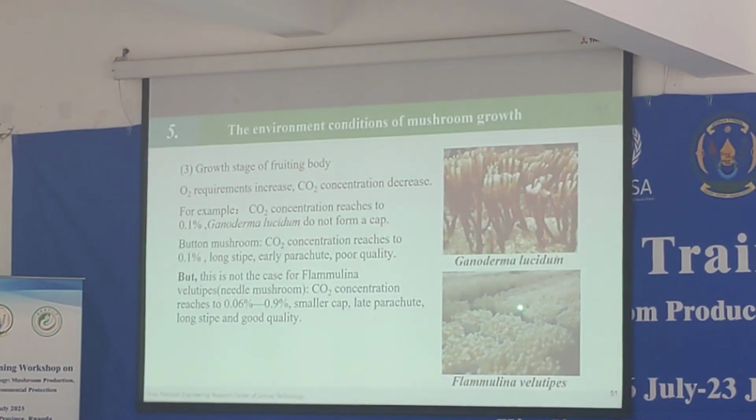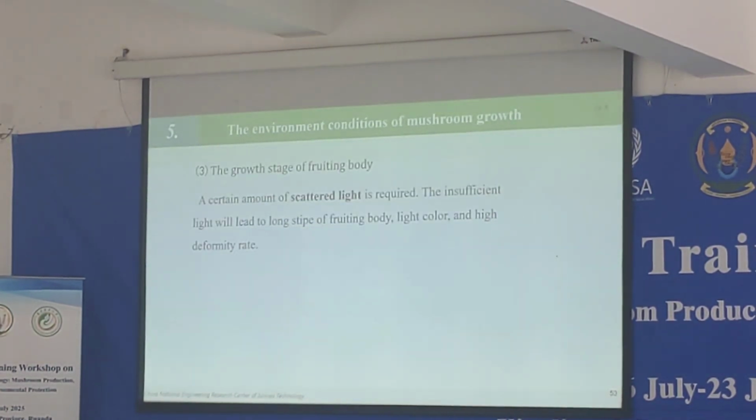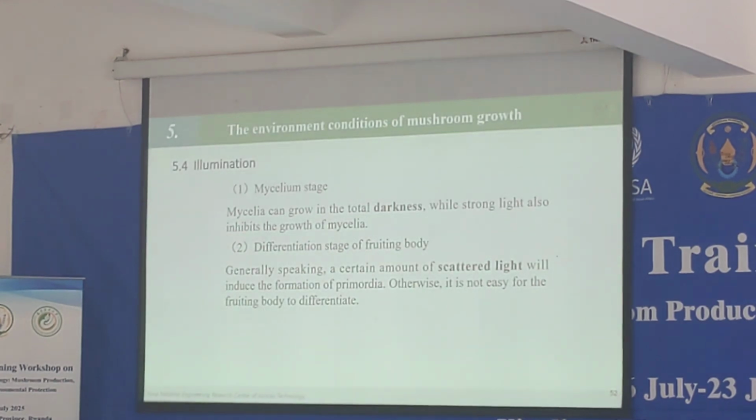Another type of mushroom is the needle mushroom, which we call Chinese needle mushroom. We just harvest the stem. We need the long stem, so if we keep the carbon dioxide high, it's a good way. But for most mushrooms we harvest the cap, so we need the short stem.